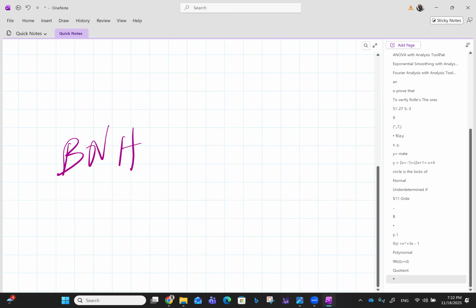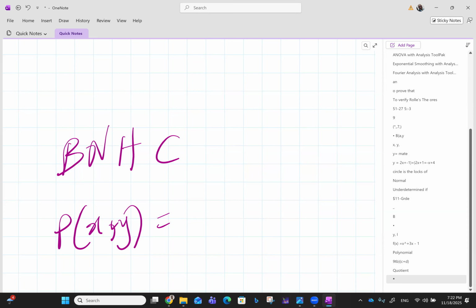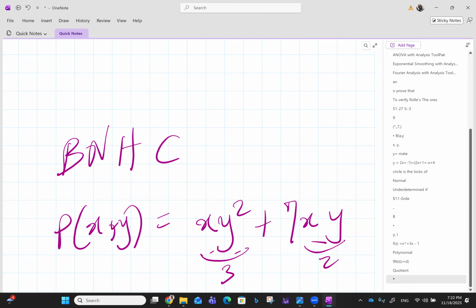So again, p of x, comma y. Those 2 terms. So bivariate non-homogeneous cubic. So we can say this is x y squared. Bivariate, it has x and y already. Non-homogeneous, so maybe plus 7xy. Okay, it is cubic. It is bivariate because that's x and y. It is non-homogeneous because the degree here is 3, the degree here is 2. It's cubic because the highest degree is 3.